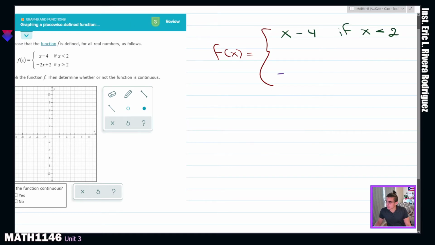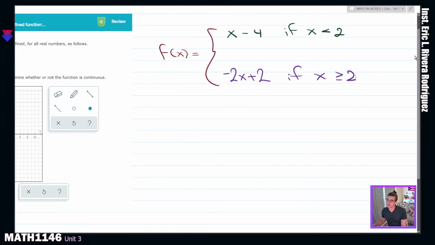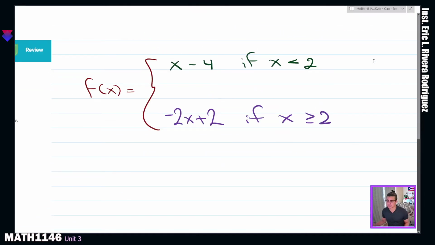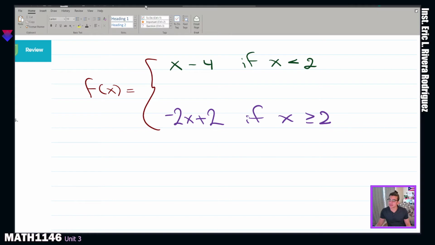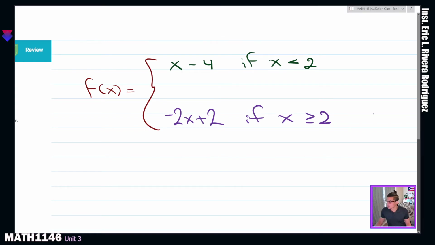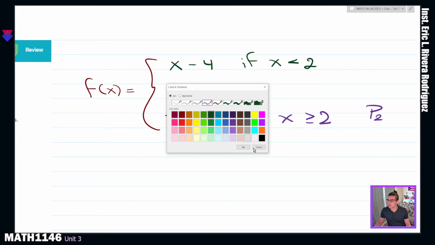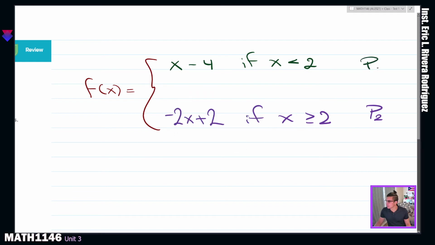And for piece number 2, we had the following rule. Use negative 2x plus 2 whenever x is greater or equal to 2. And that's how we read this function. Okay, so I'm going to use P2 for piece number 2, and I'm going to use P1 for piece number 1. That way we can name each fragment of the function.